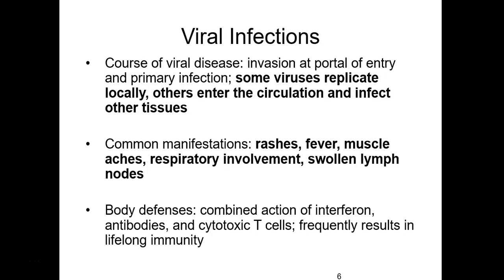Things like a rash, fever, muscle aches, respiratory involvement. We'll see that a lot of viruses have a respiratory transmission, a droplet transmission. And then we also get swollen lymph nodes. We'll see today that we get some lymphadenopathy in the neck region, where the lymph nodes in the neck become swollen and enlarged. So the body tries to defend this through action of interferon, T cells, antibodies, and oftentimes, depending on the infectious agent, we can develop a lifelong immunity to the viral infection.